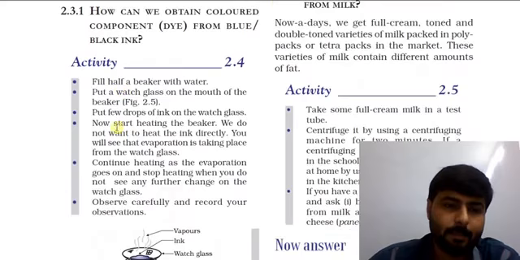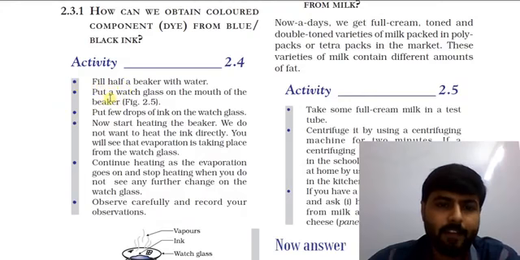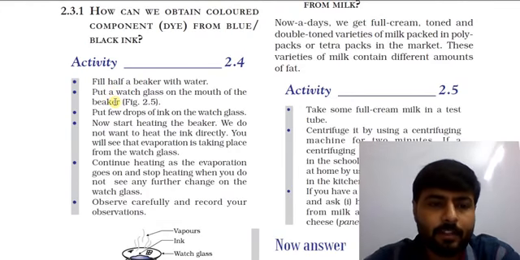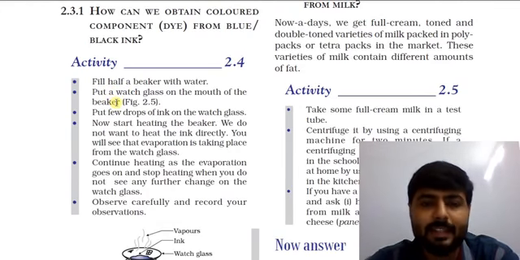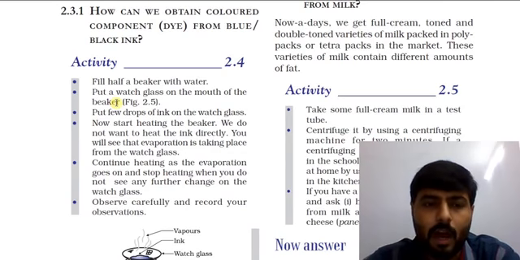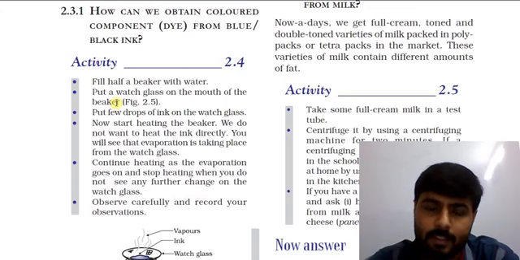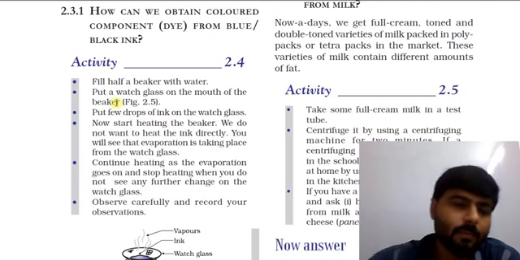Let's see the first separation technique, 2.3.1. How can we obtain the colored component from blue or black ink? So we want to obtain the colored component, which is what we call dye. Colors are made from dye, from blue or black ink.